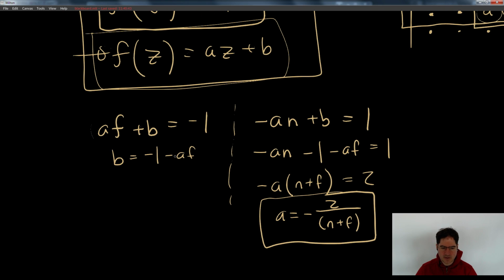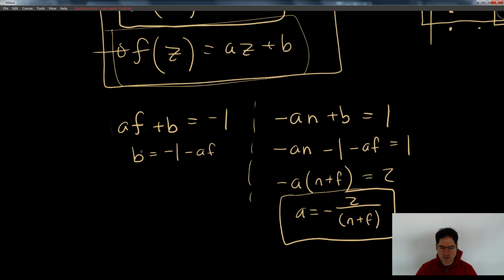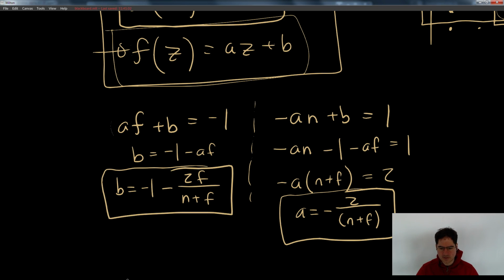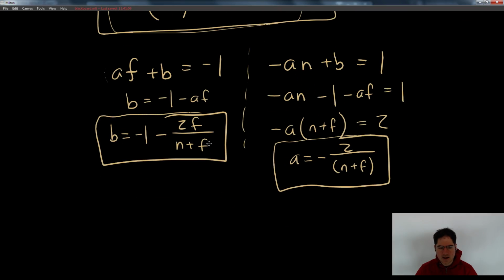If I want to look at what that becomes when I look at what it is for B, I can say B equals -1 minus 2F over N plus F, right? And hey, that's actually just already done for us. We don't really have to do anything else there because we have the complete equation.